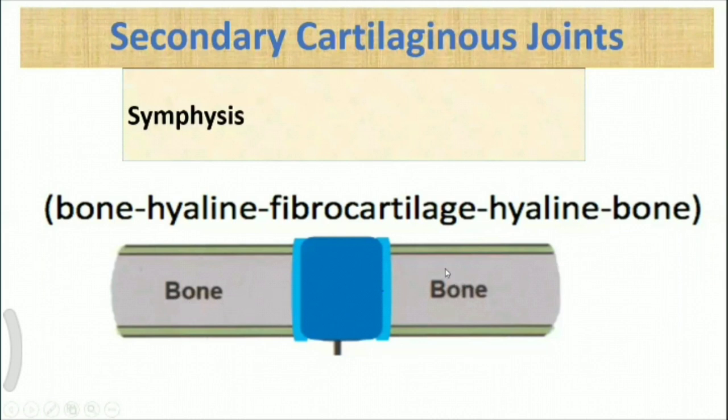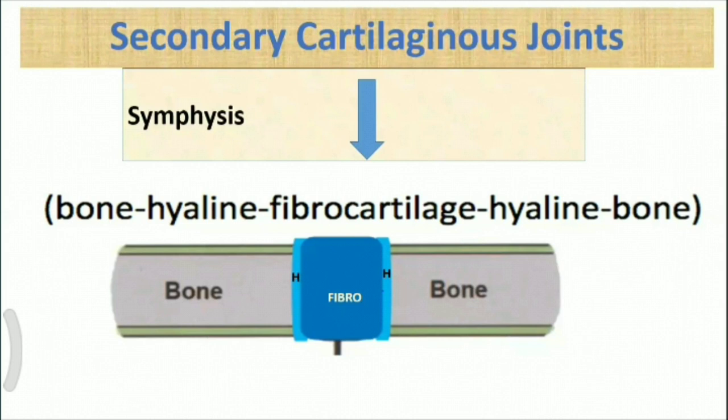Look here, one bone, and this is another bone. First, the articular surface of the bone is covered by hyaline cartilage. H indicates hyaline cartilage. Then an extra piece of white fibrocartilage is placed in between the hyaline cartilage. This is the most important. That means in secondary cartilaginous joint, bones are bound together by both hyaline cartilage and fibrocartilage. Mind it. Whereas in the primary cartilaginous joint, they are connected only by hyaline cartilage. Clear? So both hyaline cartilage and fibrocartilage are present in secondary cartilaginous joint.